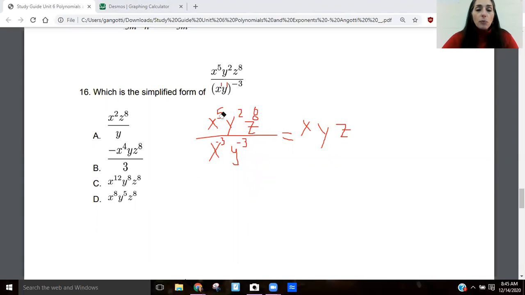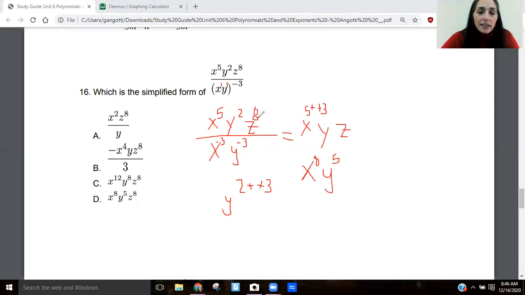Okay, so we can just subtract, right? Because we got x's on the top and the bottom. So for the x's, you'd be doing 5 minus negative 3. Well, that really becomes 5 plus 3. So this would be x to the 8th power. And then 2 minus negative 3 for the y's, that would be 2 plus 3, y to the 5th.